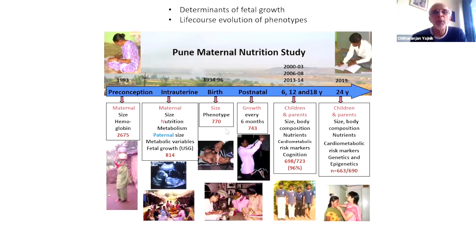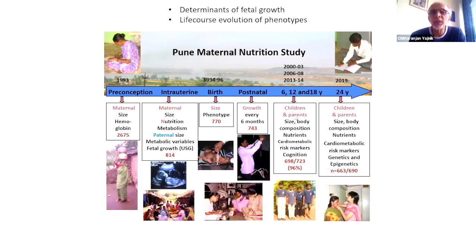770 babies were born in our study. We measured them in great detail for anthropometry. So we not only measured their weight, but we measured their length, head circumference, chest circumference, abdominal circumference, mid-upper arm circumference, and skin folds. So a very detailed phenotype. Then we have measured these babies every 6 months till they became 18 years of age. And after that, we measure them once a year.